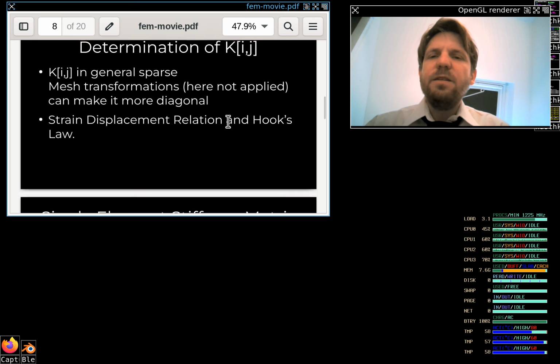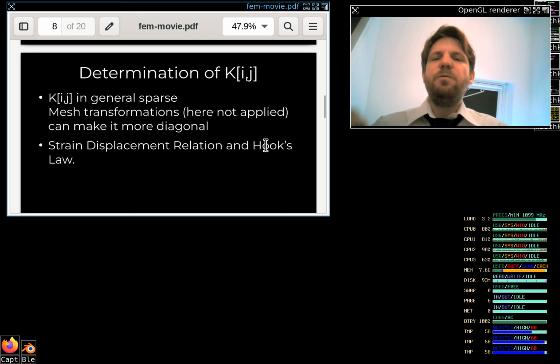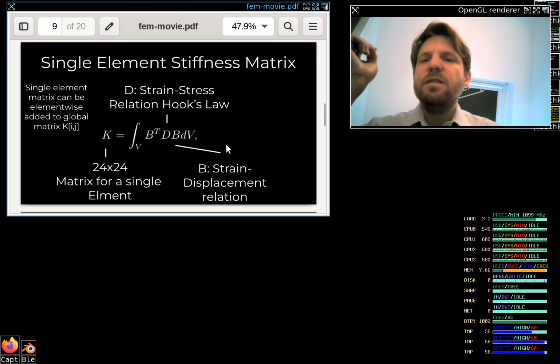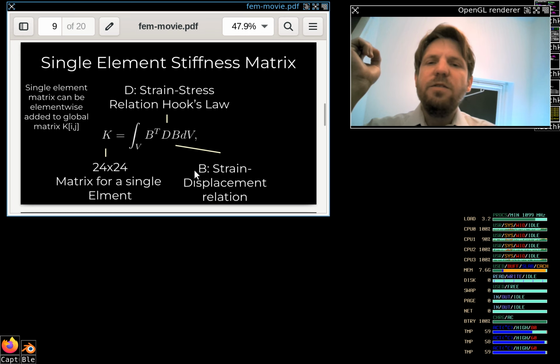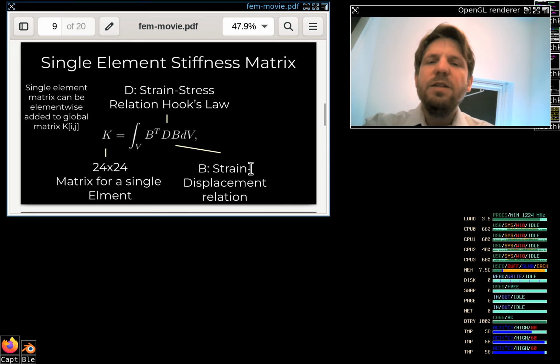And how you build this K is basically using the strain displacement relation and Hooke's law on each element. That's the way it works out. So what does this look like? We have basically these two important matrices. There is this B matrix, which is the strain displacement relation, and there is this D matrix, which is basically Hooke's law applied in 3D space. This can be derived, and you have to integrate over a volume. The volume in this case is one single element.